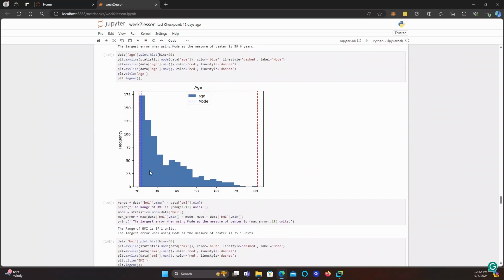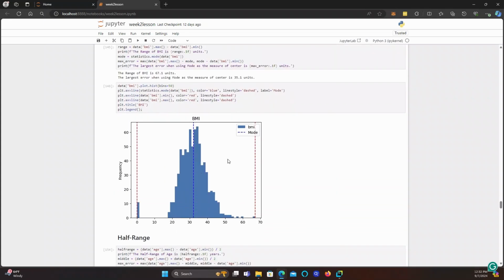Now, if all of our data points were between 20 and 25, and we were to predict the mode of 22, then the maximum error we could get would be 4 years, and maybe that's not a big deal. Now, the range of BMI is 67.1. The mode is almost exactly the same as the median and the mean. So the largest error you could get here would be about 35 years.